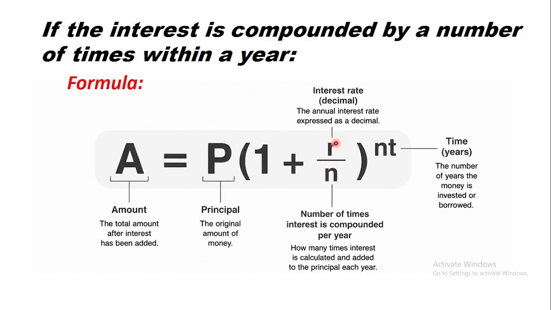And R, we have R right here, and R over N. The R right here is just going to be the decimal rate. So if you realize, when you put the R over 100, that result will be the R as a decimal. So this formula right here is used whenever we have the interest being compounded more than once per year.